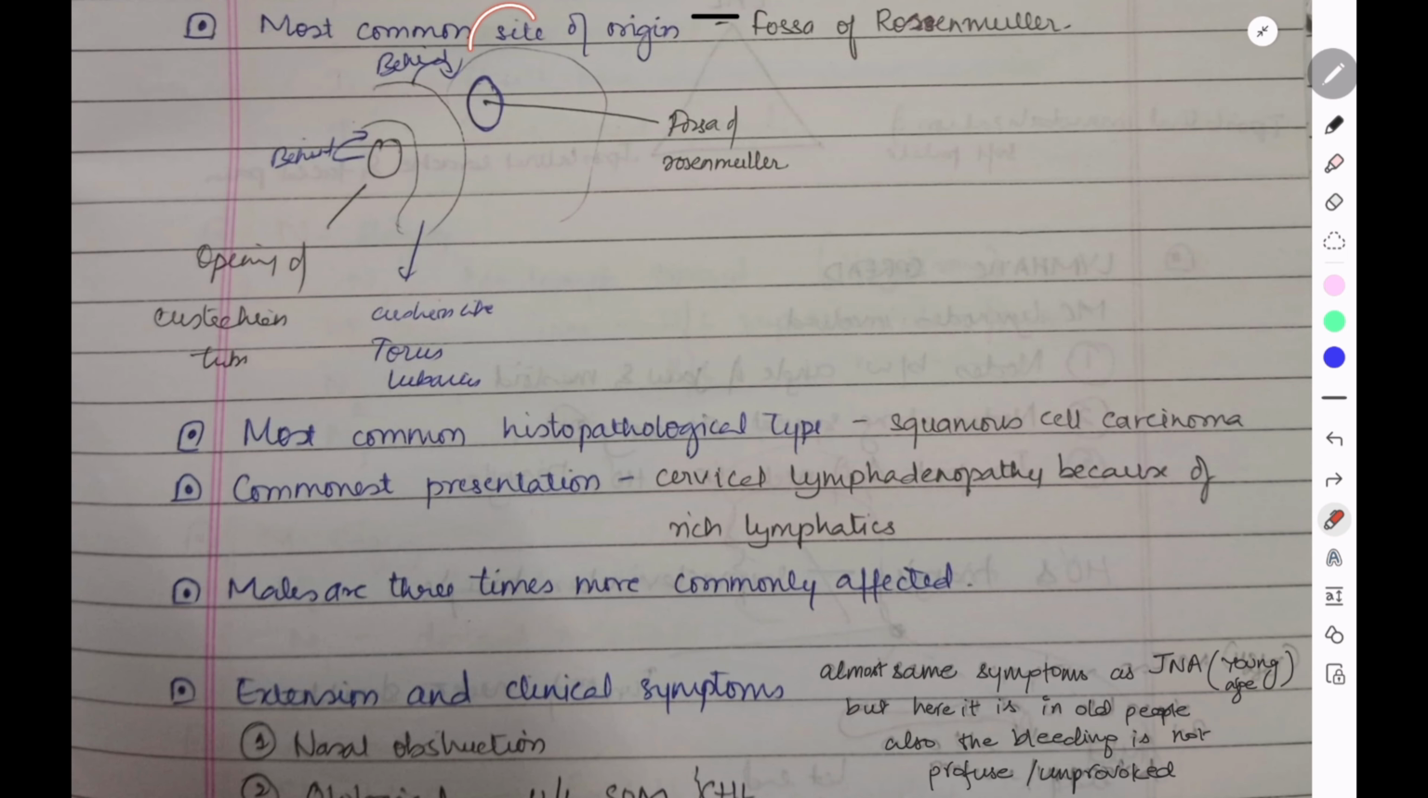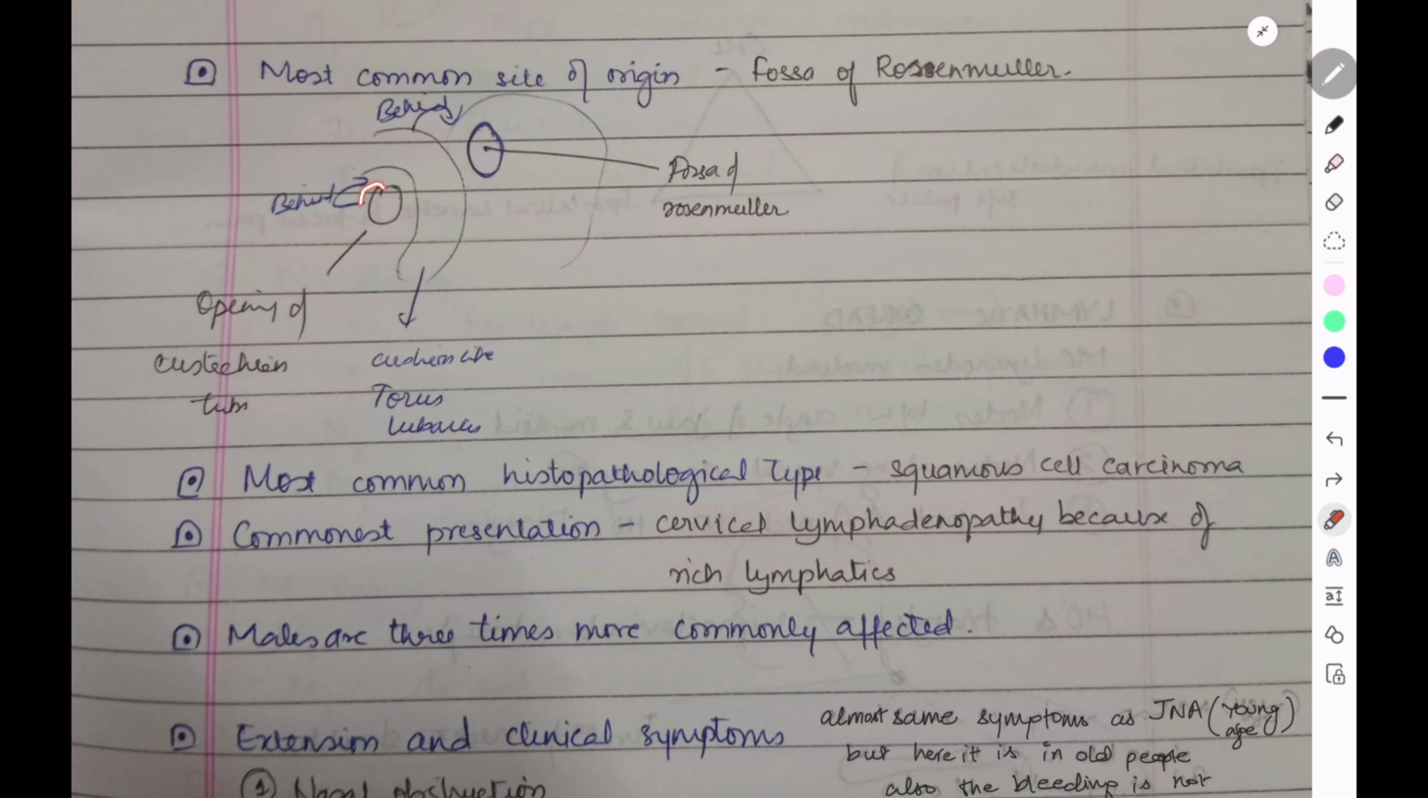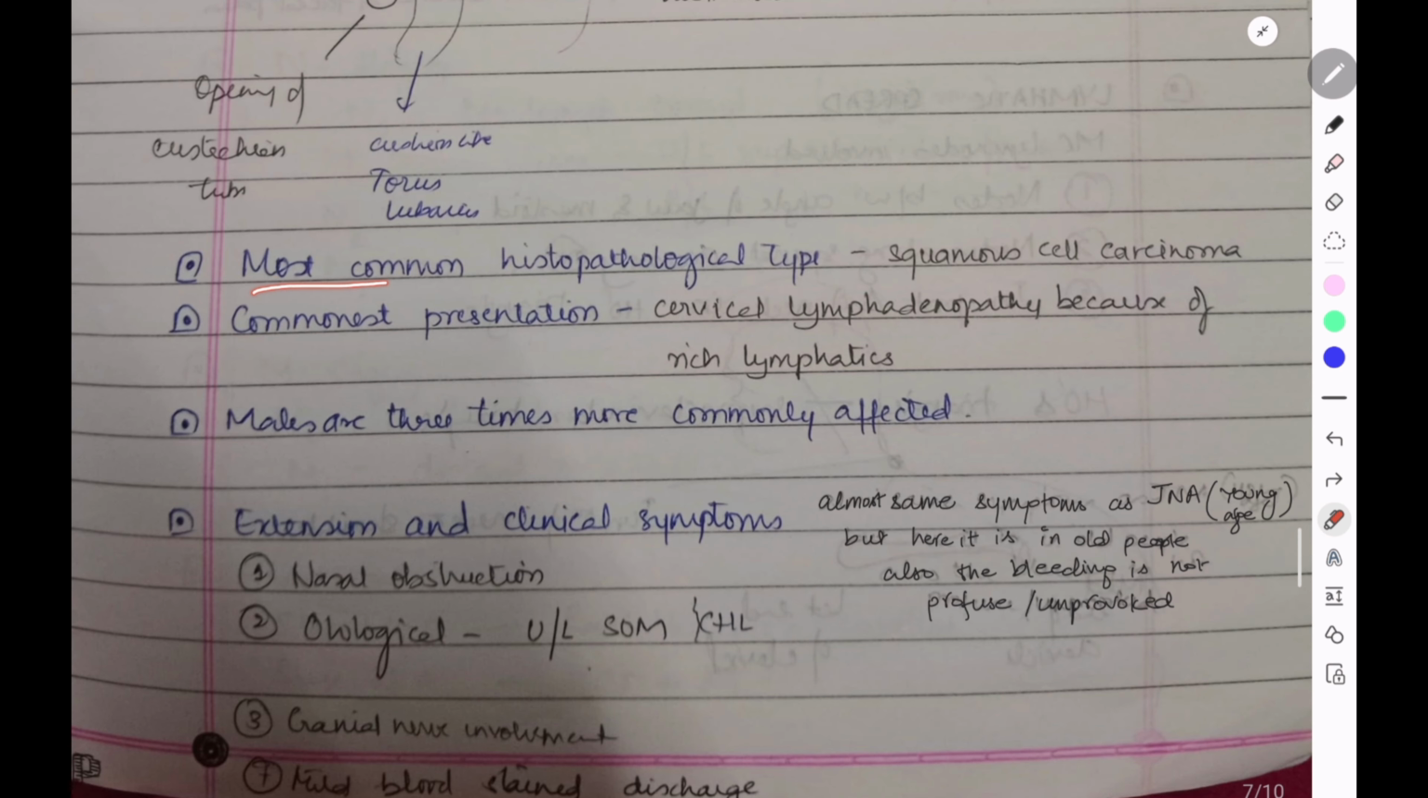Most common site of origin is fossa of Rosenmuller. So just behind the opening of eustachian tube, we have a cushion of fat known as torus tubarius. And just behind torus tubarius, we have fossa of Rosenmuller, which is the most common site of origin of nasopharyngeal carcinoma. Most common histopathological type is squamous cell carcinoma.